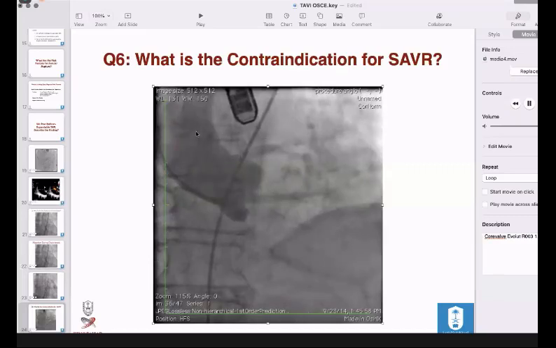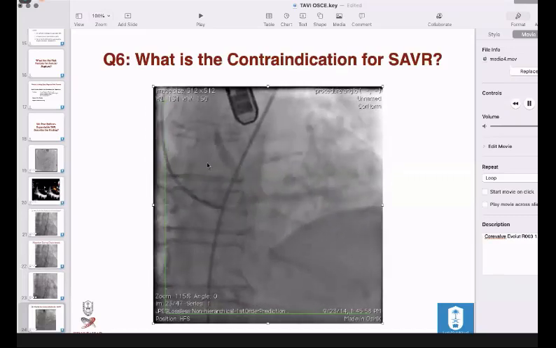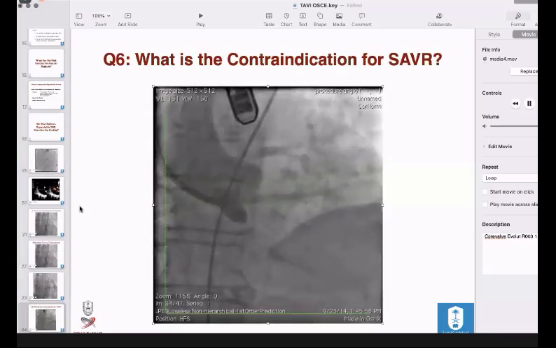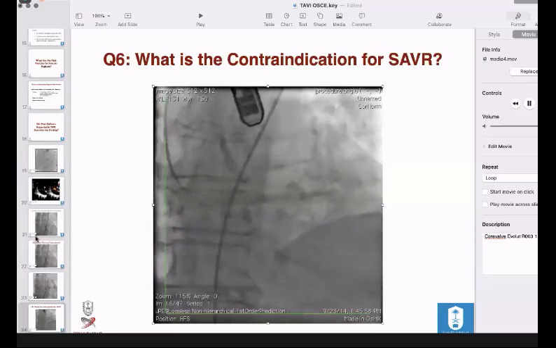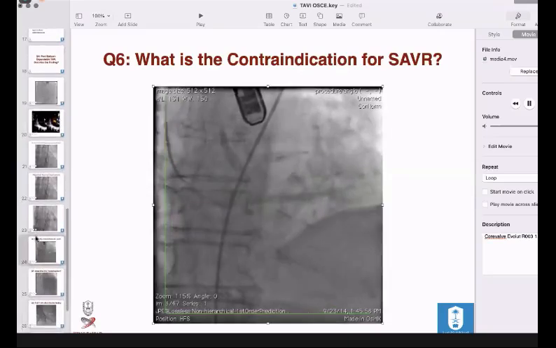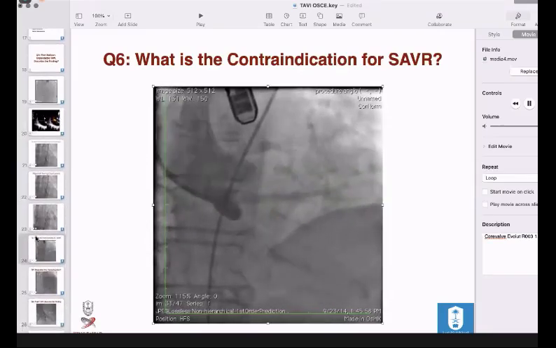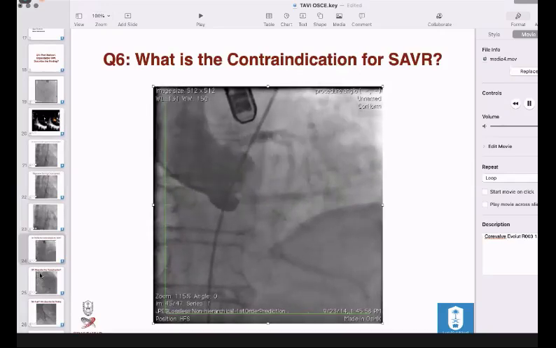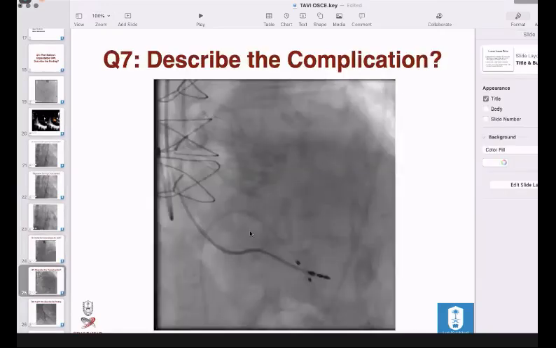Okay, good. So what do you see here? Porcelain. Excellent. So this is a very calcified porcelain aorta. So this is a contraindication for surgical aortic valve replacement. Very simple. They're going to ask you these things. They're going to give you a long scenario, and then they're going to give you a series of questions, including that.